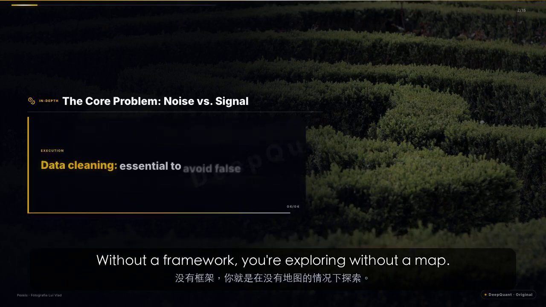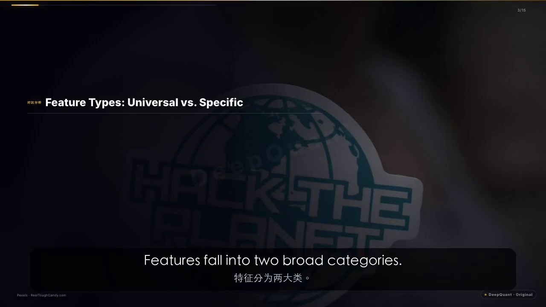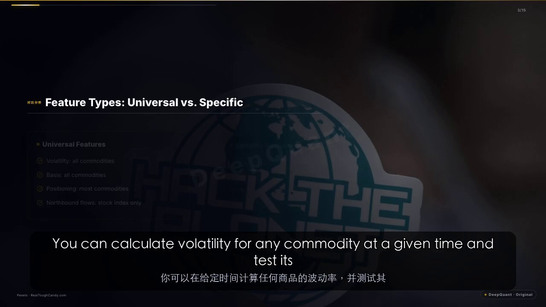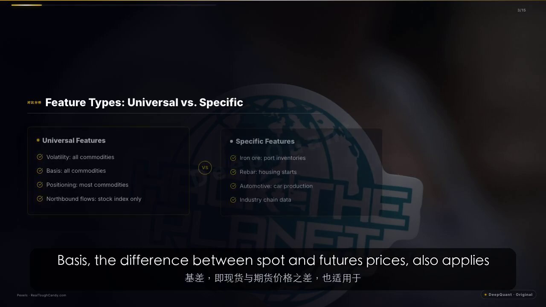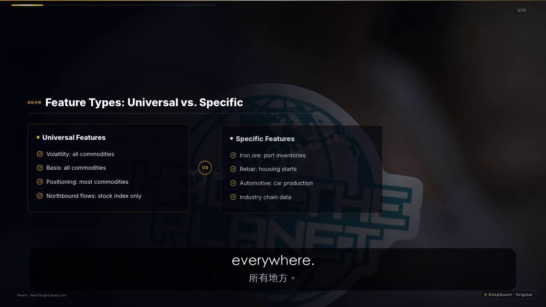Without a framework, you're exploring without a map. You might occasionally find gold, but more often you'll come back empty-handed. Features fall into 2 broad categories. Universal features, like volatility or basis, work across all futures. You can calculate volatility for any commodity at a given time and test its correlation with future returns. That's cross-sectional. Basis, the difference between spot and futures prices, also applies everywhere.